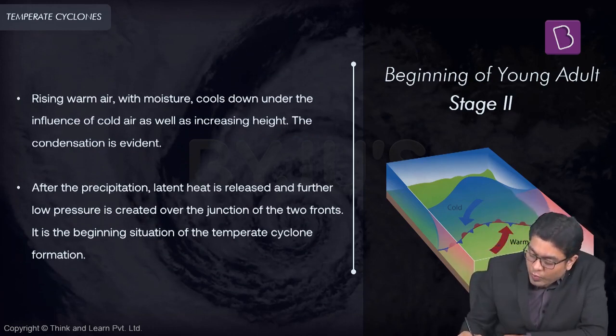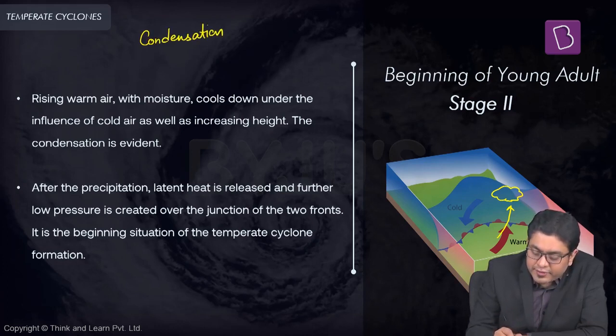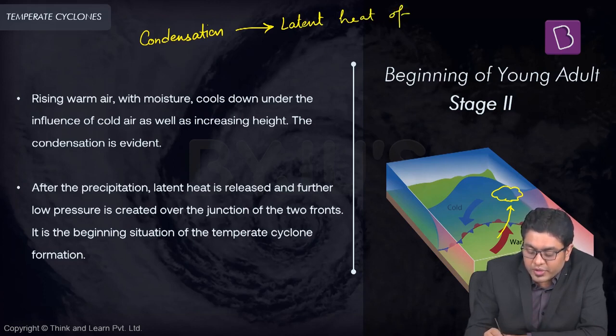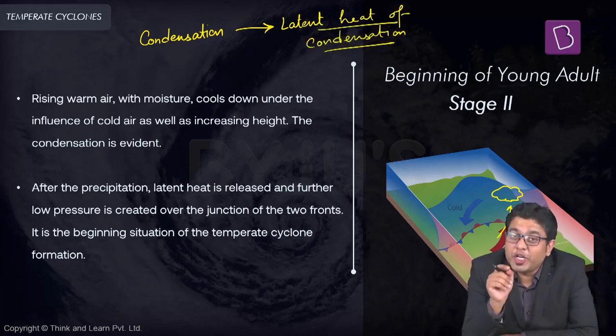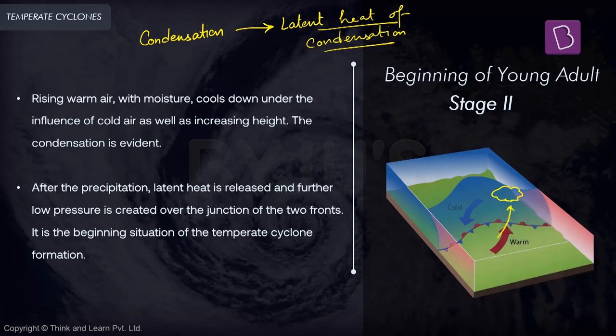As and when this warm air mass climbs up, a cloud is formed due to condensation. And this condensation ends up releasing heat in the form of latent heat of condensation. So, at the junction of these two different air masses, due to the formation of these clouds, you will end up experiencing rainfall.